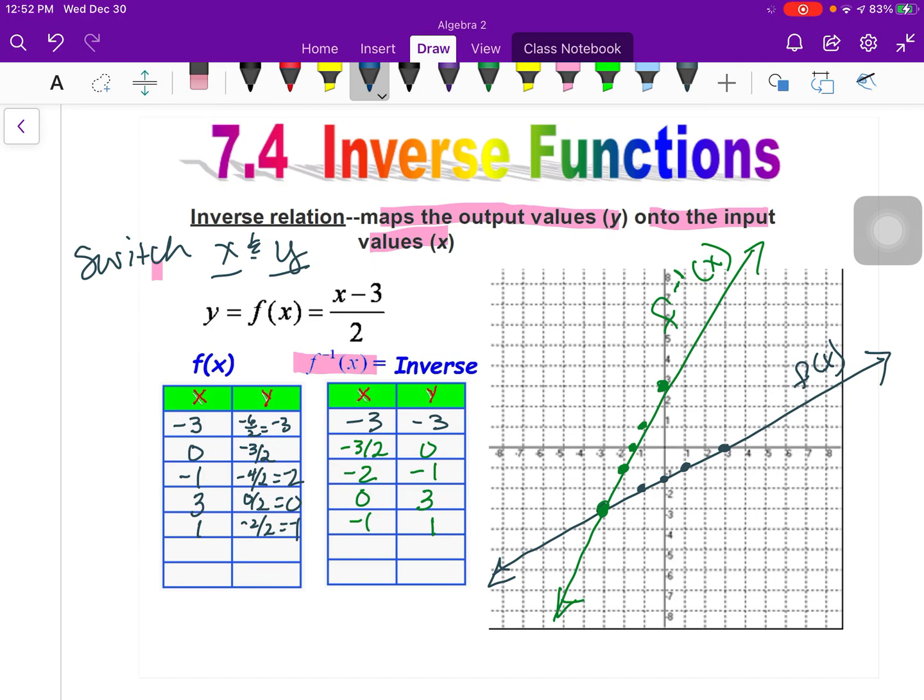So you should be able to tell that if you were to fold these functions so that one lied on top of the other, they would fold over this line, y equals x, which explains why when you graph the inverse you get the exact same function, because you switched your x's and your y's.